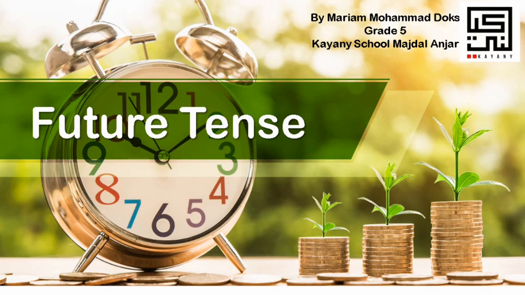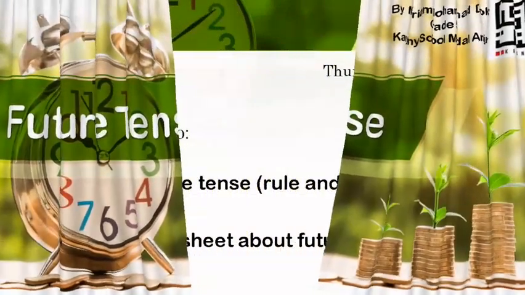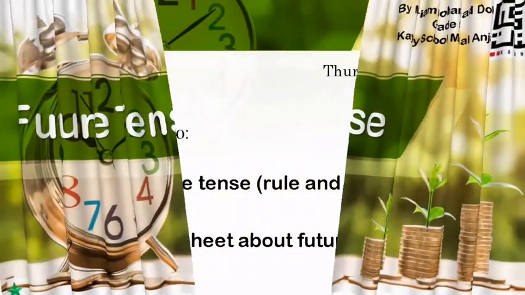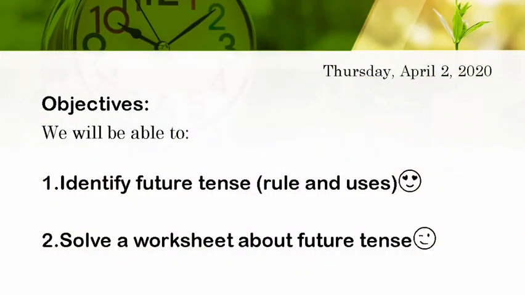We have learned about past tense and present tense, and today we are going to learn more about future tense. It's a very easy tense and you already have an idea about it. Today's objectives are two. First, we are going to identify future tense, its rule and its uses. Second, we are going to solve a very easy worksheet about it. I hope you find this video beneficial and useful.